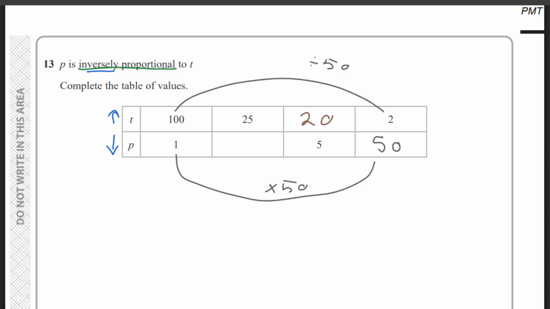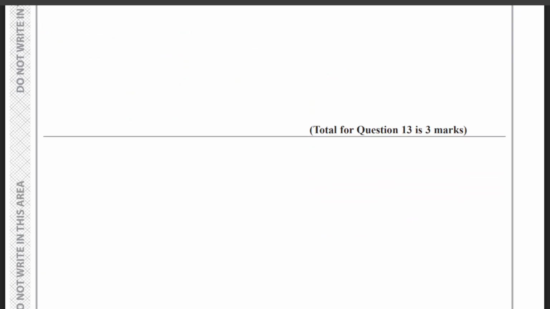Another way is you can do 20 divided by 10 is 2. So 5 times 10 is also 50. And that's your 3 marks for question 13 here.